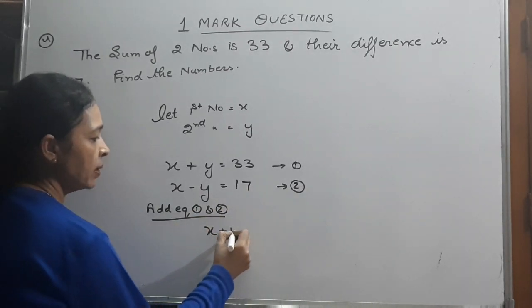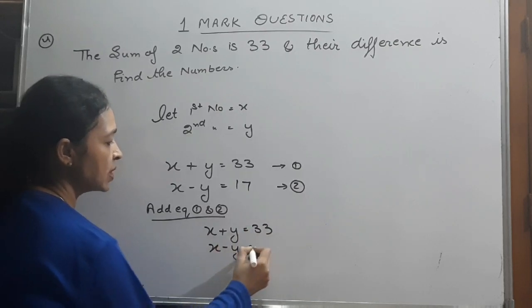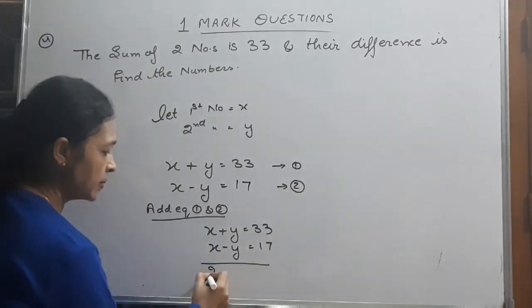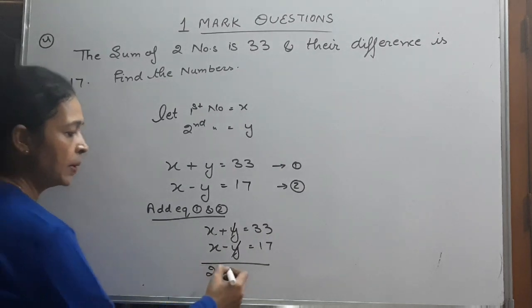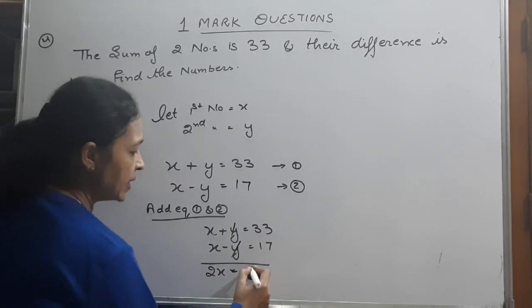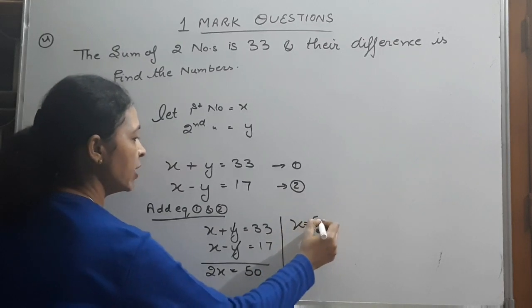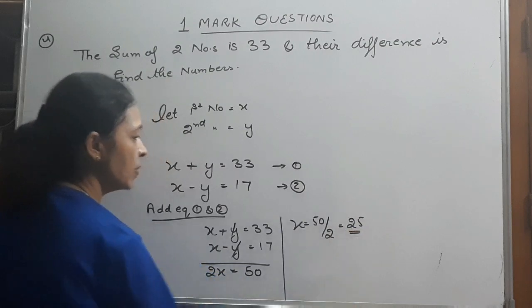x plus y equals 33 and x minus y equals 17. Adding, x plus x is 2x, and y positive and negative both cancel. 33 plus 17 is 50. What is the value of x? 25 is the value of x.